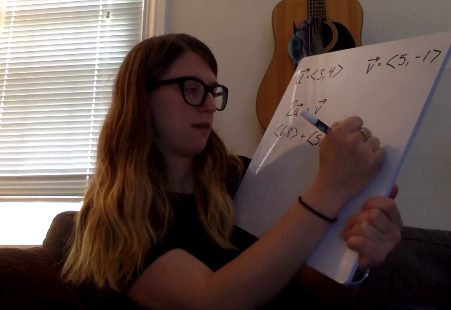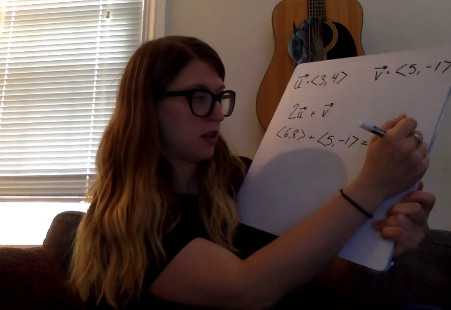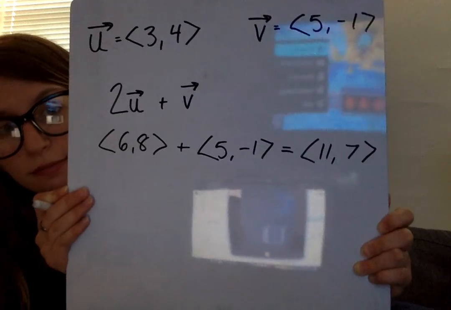6 and 5 is 11, and 8 and negative 1 gives me 7. That's it, all done. So that's adding and subtracting, no big deal.